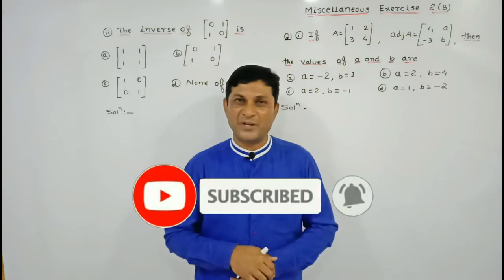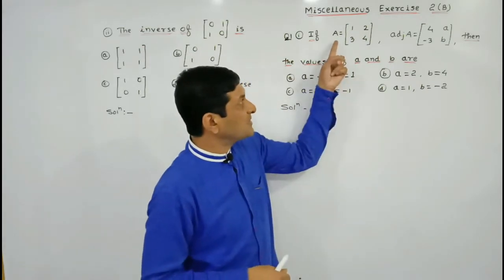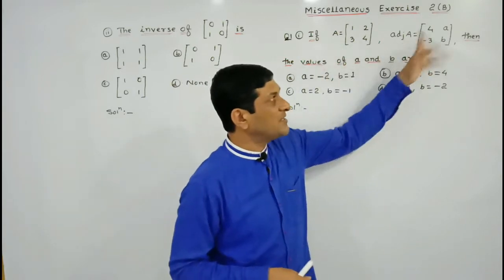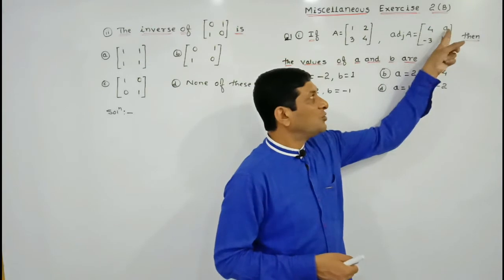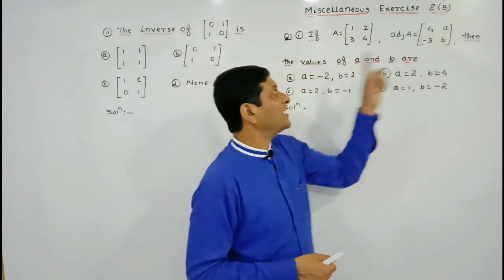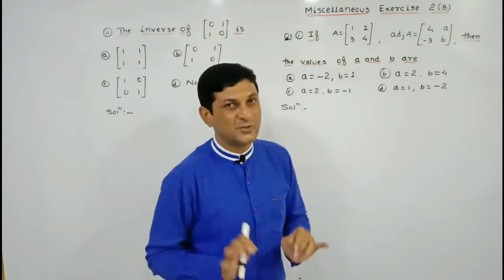So observe example number first. In this question, one matrix is given to us and its adjoint is also given to us, but in this adjoint of A, two unknown values are given to us, A and B. Using this given condition, we have to find out these two unknown values A and B.